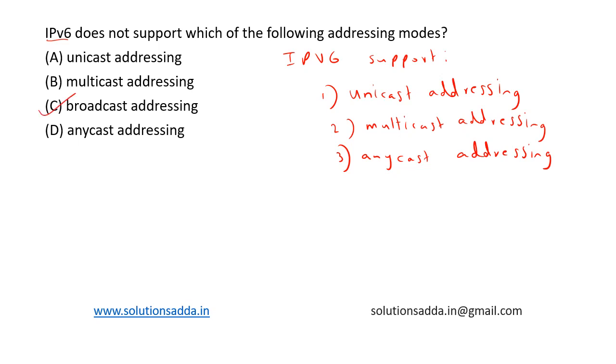In unicast addressing, the IPv6 interface or host is uniquely identified in a network segment. In multicast addressing, the packet destined to multiple hosts is sent on a special multicast address. In anycast addressing, IPv6 has introduced an anycast addressing mode. In this addressing mode, multiple interfaces are assigned the same anycast IP address, and it does not support broadcast addressing. Option C is the right choice.